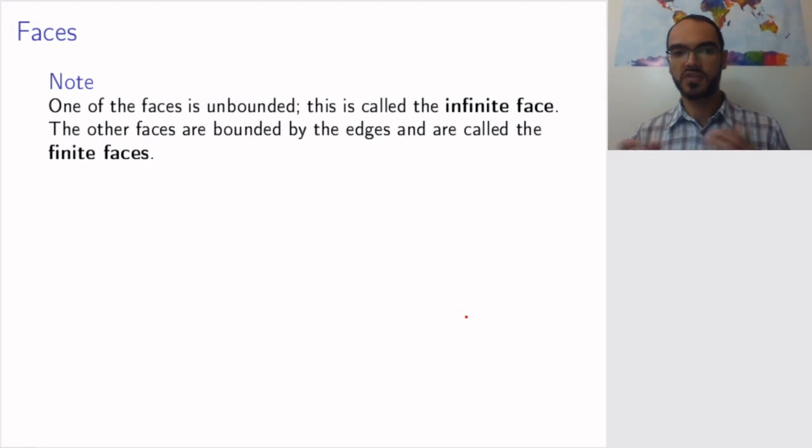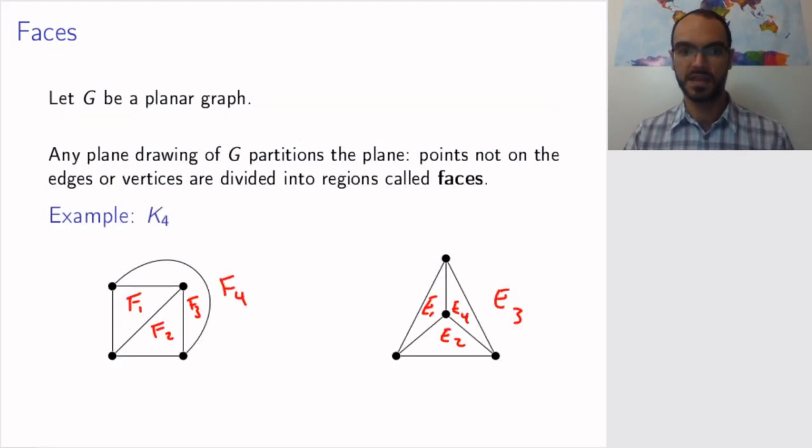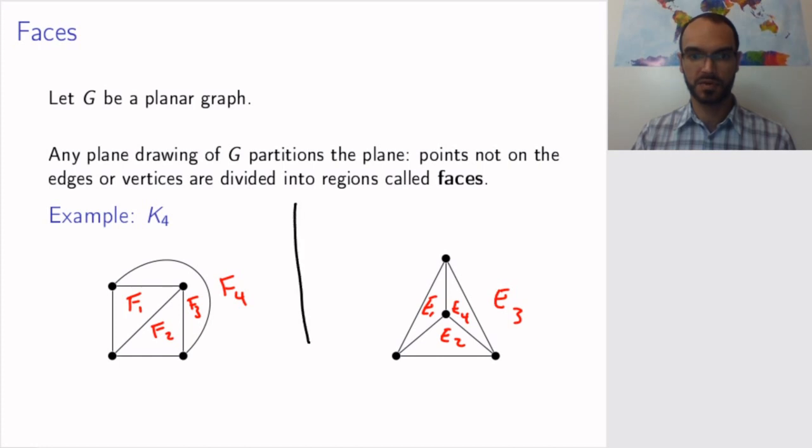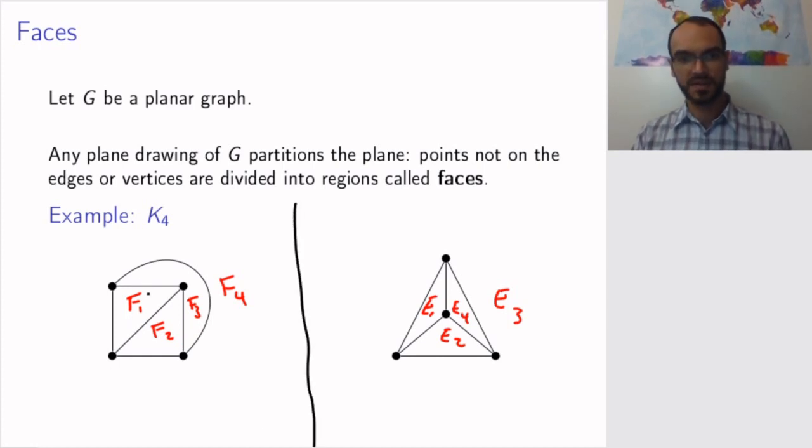So as you noticed, one of these faces is unbounded, and that one is called the infinite face, and the others are bounded by the edges of the graph, and they are called the finite faces. So here, as we saw in the first drawing, so these are two different drawings, maybe I should draw a border between them. So here F1, F2, F3 are bounded, they are the finite faces, and then F4 is infinitely large, that's the infinite face. And likewise with E3 in this second picture.